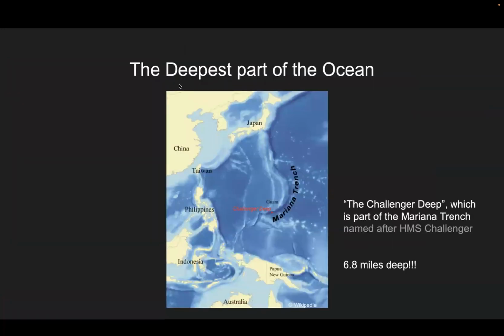Okay, so the deepest part of the ocean is called the Challenger Deep, which is 6.8 miles down, just shallower than 7 miles down. And the Challenger Deep is at the bottom part, this most southern part of the Mariana Trench, which is off of Japan, the Philippines, Taiwan, New Guinea, and right off of Guam. So this is the deepest part of the ocean. And then within the Mariana Trench, the deepest part is the Challenger Deep.